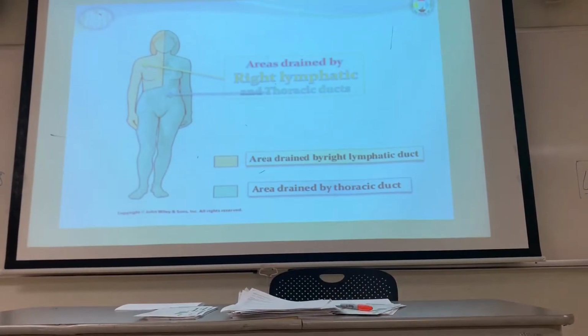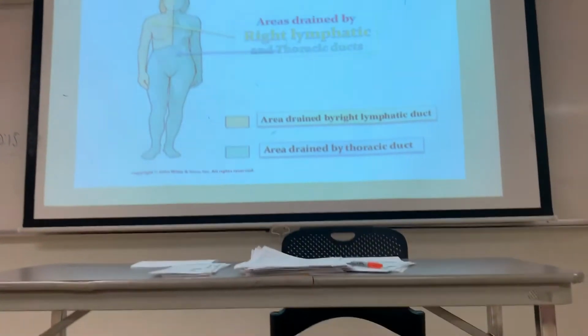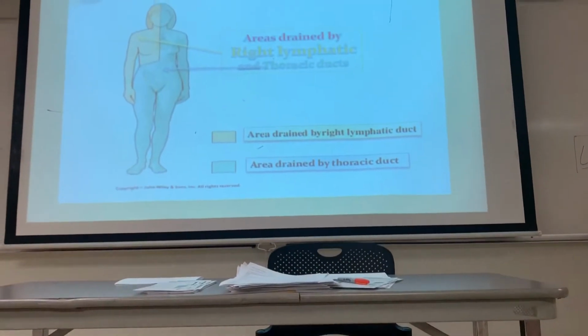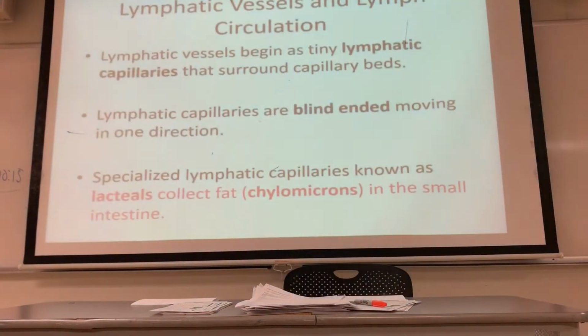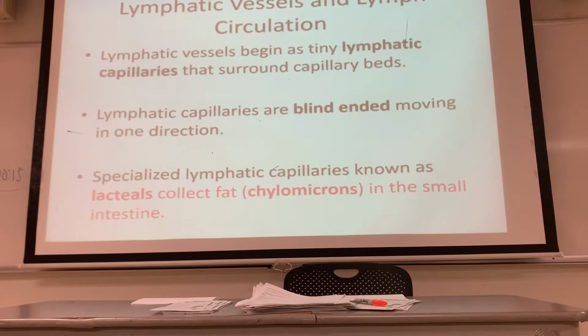Okay? So this is anterior, so this is right, this is left. So the question is, when I give you a question on the test, which is the smaller area? Lymphatic duct or thoracic duct? Lymphatic duct. Okay.